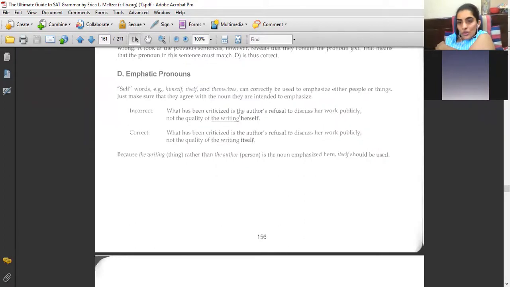Also, emphatic pronoun is again self pronoun. It should use the right pronoun for the right thing. Like, for example, if you read this, what has been criticized is the author's refusal to discuss her work publicly, not the quality of her work herself. Instead of herself, it's going to be itself because we're talking about the writing, not the person, right?